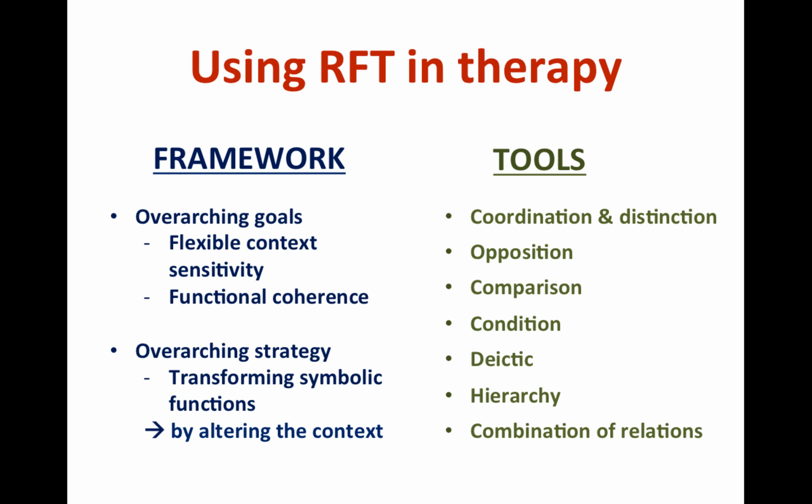So let's summarize the RFT framework to use language in therapy. We have two overarching goals: flexible context sensitivity and functional coherence, and an overarching strategy: transforming symbolic functions by altering the context. Then we have the concrete tools of language, made of different types of framings and combinations of framings. Using the different types of framings alters the context in different ways and can lead to different types of transformations of functions.